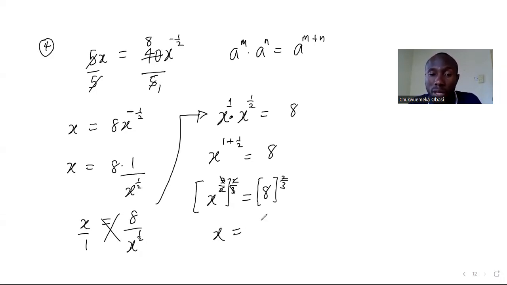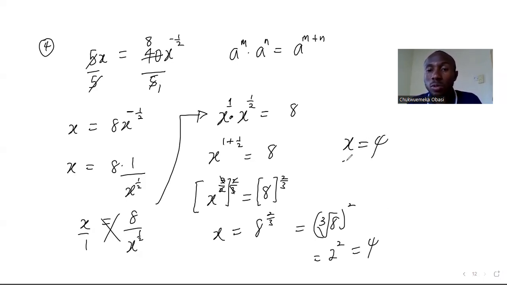And now you have 8 to the 2 over 3. And you know, when you have this, this is the cube root of 8, all to the second power. What is the cube root of 8? That's 2. And 2 to the 2 is the same as 4. So definitely x must be equal to 4. This one is quite interesting, right? All right, so let's move on.